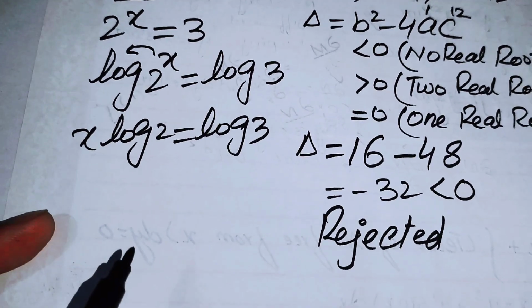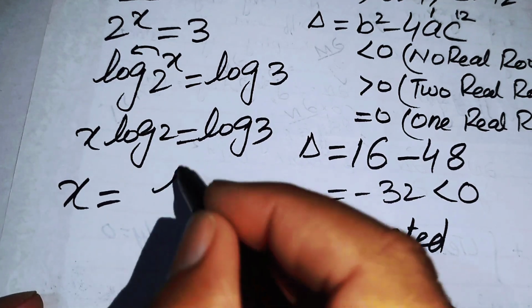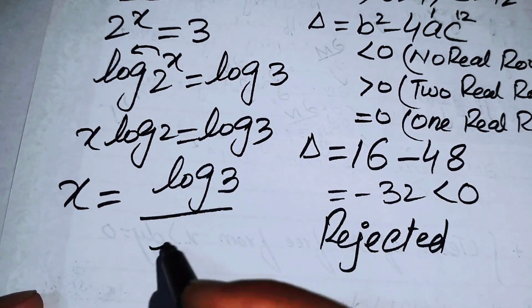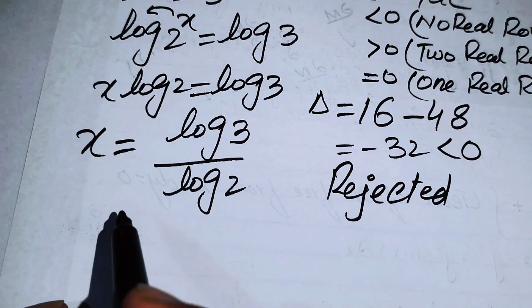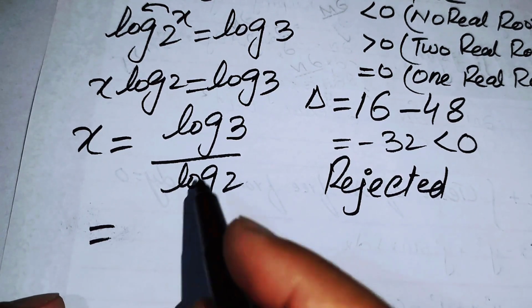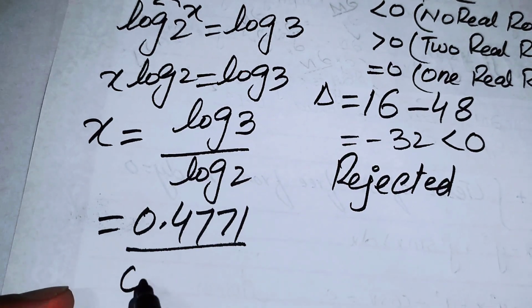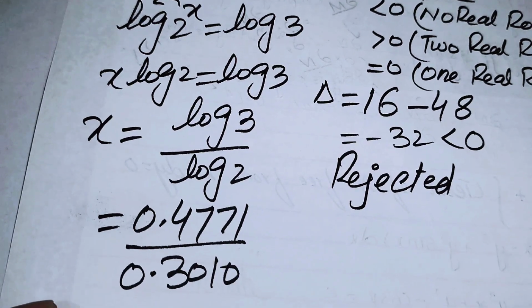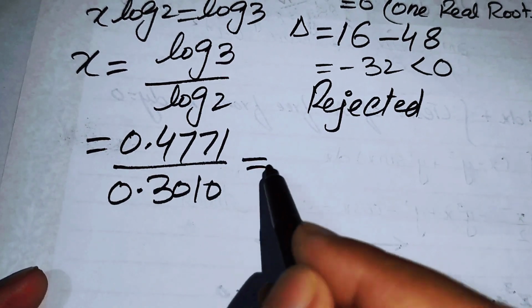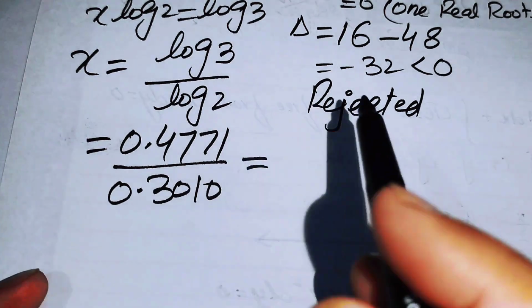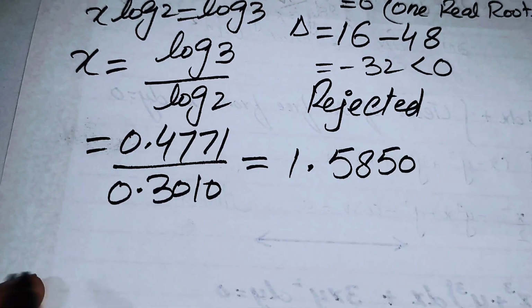And now you can use the calculator in order to find the values of logs. So here you have x is equal to log 3 over log 2. We move this log 2 to the right hand side, and you get it in this form. The value of log 3 is 0.4771, and the value of log 2 is 0.3010. And now you divide these two values, and you get the output in the form of 1.5850.